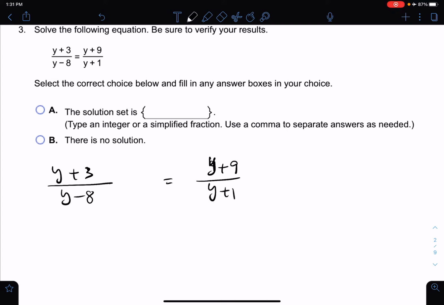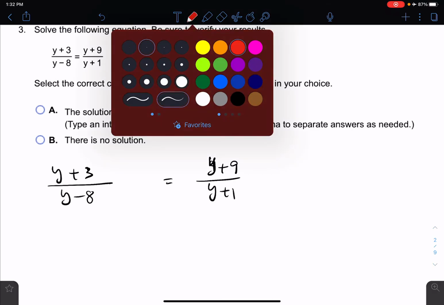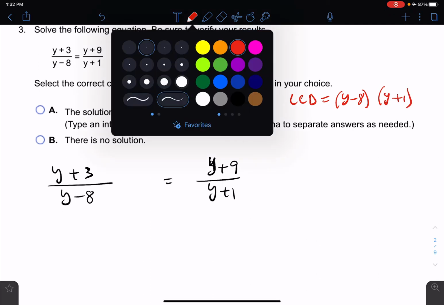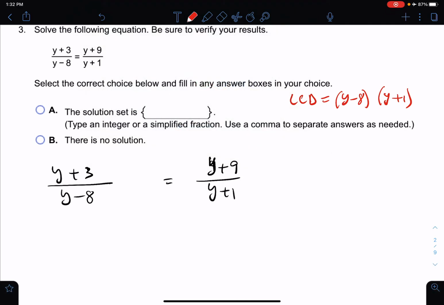All right, so we find our LCD. You could also look at your restrictions at this point too. It wouldn't be a bad idea to do that. Let's write the LCD. LCD is y minus 8 times y plus 1. That's your LCD. Let's do our restrictions. I'll do that in red, since red seems like a good cautionary kind of color.